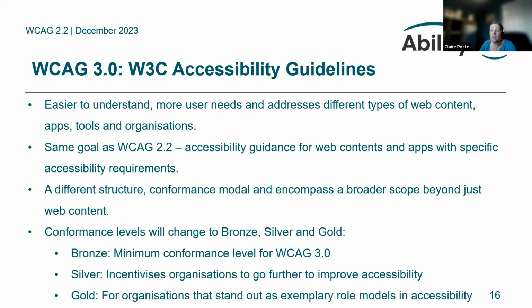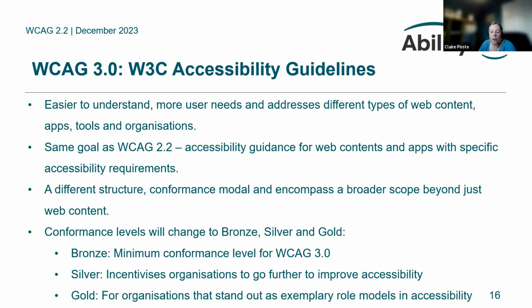The conformance levels at the moment, as we know, are A, AA and AAA, and that will change to bronze, which will be essentially the minimum conformance. If you meet bronze, then you are at the conformance level for WCAG 3.0. Silver will incentivize organizations to go further to improve accessibility. And then gold will be awarded to organizations that are exemplary role models.